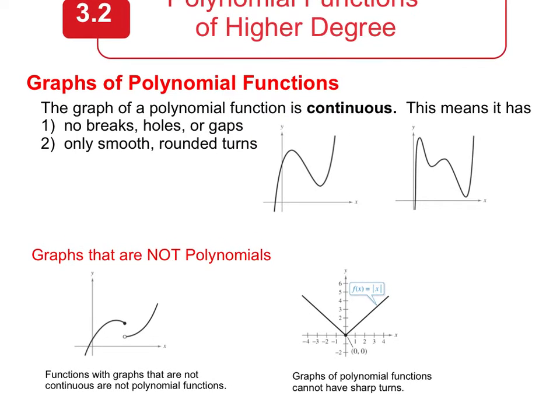So the graphs of polynomial functions are continuous. They don't have any breaks. They're smooth. They're rounded. There's no V shapes. One thing that I really stress when making a parabola is please don't make it look like a V.